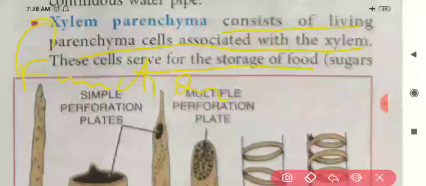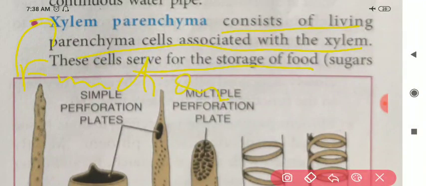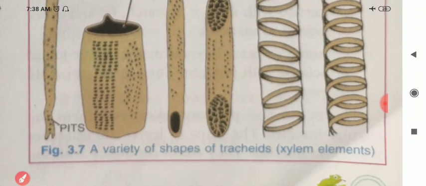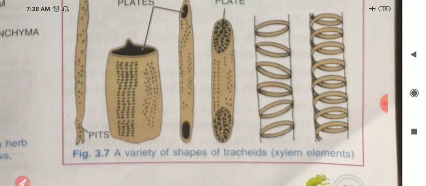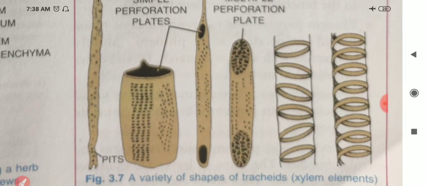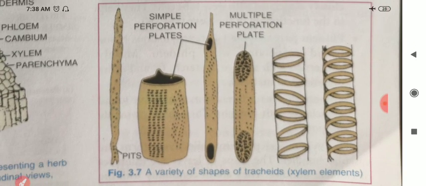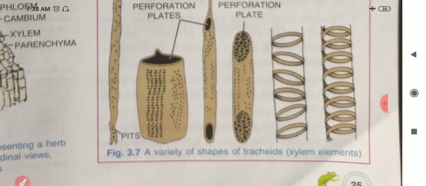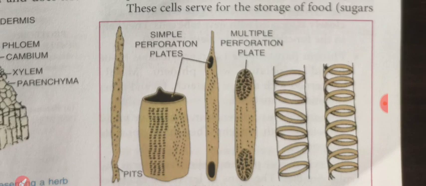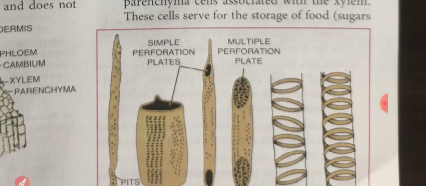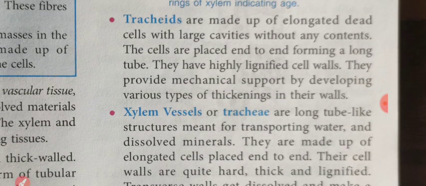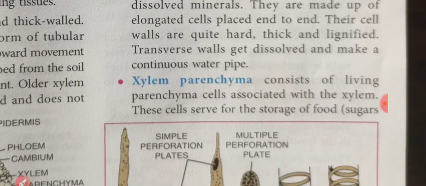So xylem parenchyma is the only living part of xylem. Others are non-living. Clear? Now here in the example, a variety of shapes of tracheids, xylem elements is being given. Just see this diagram. So my dear students, we have discussed just now three parts: tracheids, xylem vessels and xylem parenchyma.